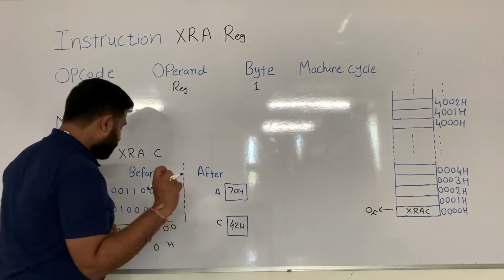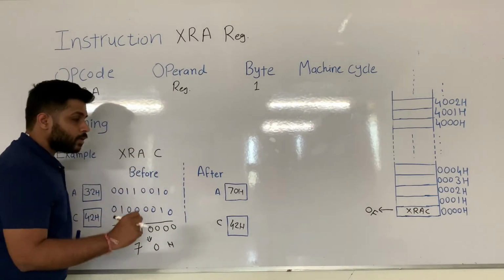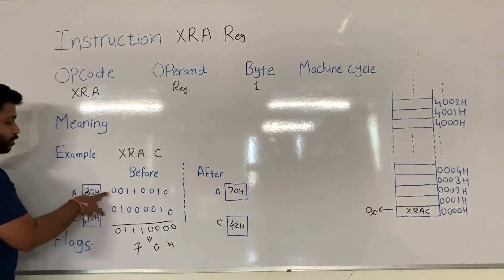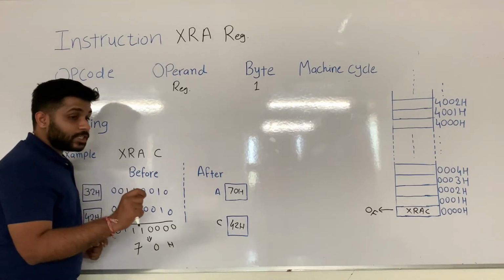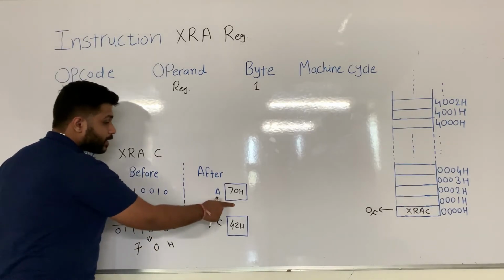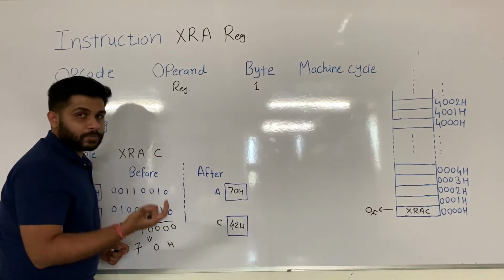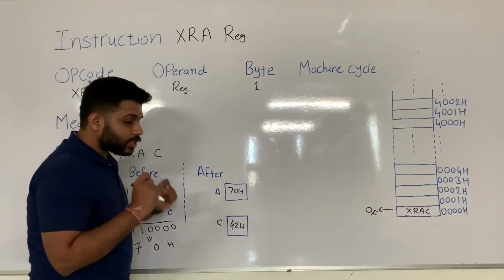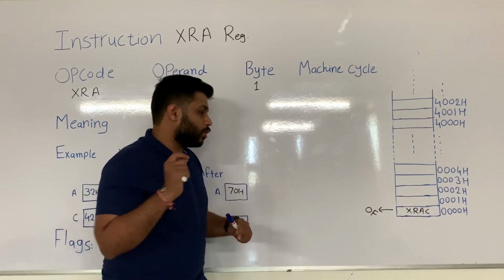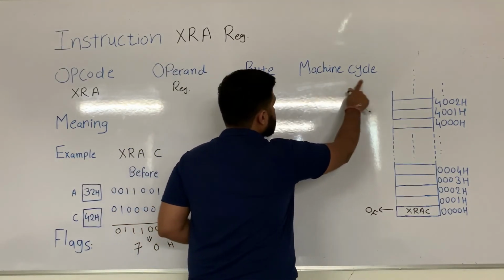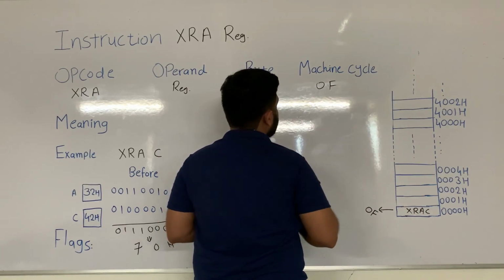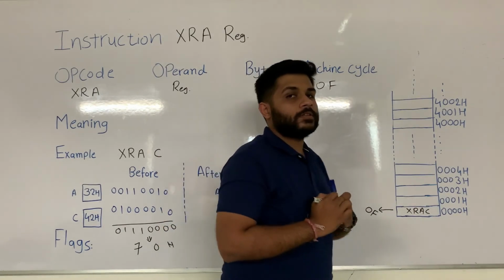Now if you pay attention, during the execution the XOR is performed between two registers, and these two registers are part of the microprocessor, and the answer is stored in the accumulator, which is again part of the microprocessor. It means during the execution no interaction with memory is happening. So for this instruction only one machine cycle is needed, that is opcode fetch, and this is it for this instruction.